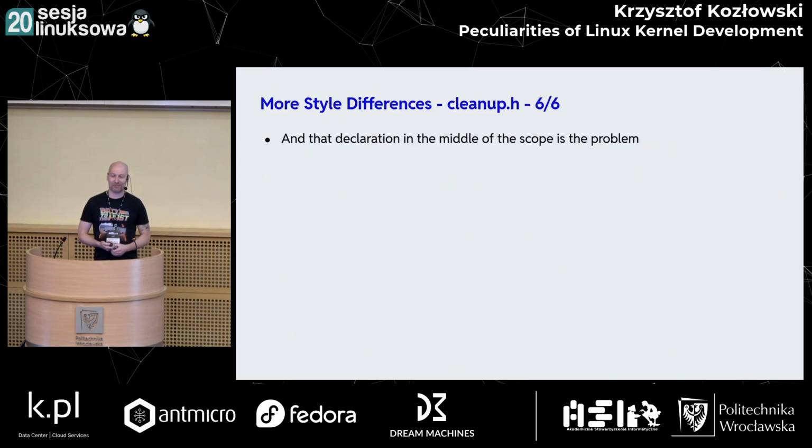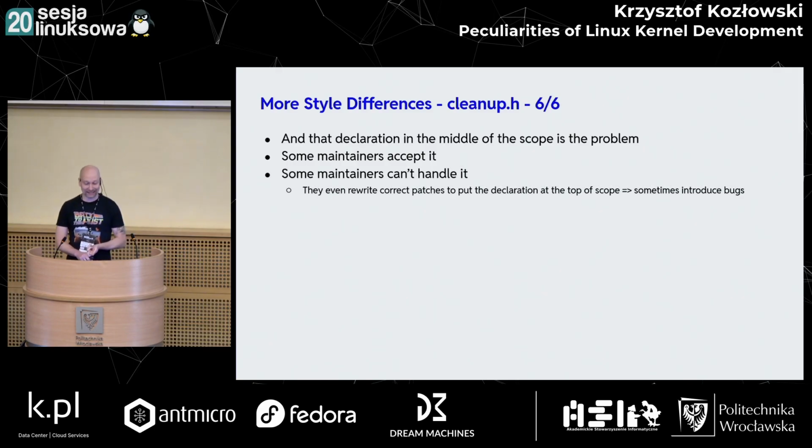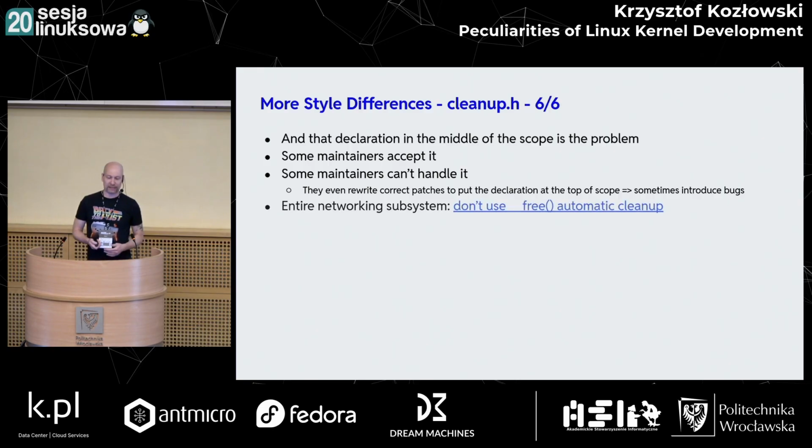And this is the problem of coding style differences. So it depends whom you ask. Some maintainers say it's not a problem, because this is like an exception to the rule. We still find it readable. This cleanup is useful. Some maintainers cannot handle it, and they rewrite the code which they receive, and they introduce bugs, because if you split this declaration with this cleanup from the constructor, you might actually introduce a bug where, for example, it will be freed without being constructed. The networking subsystem disallowed it completely, so there's written documentation that says don't use it. And this is fair, at least they documented it. I mean, it's very good that they documented it.